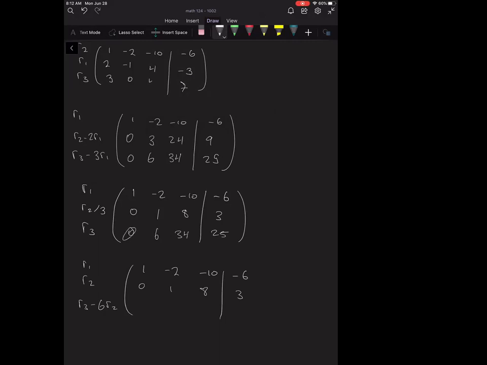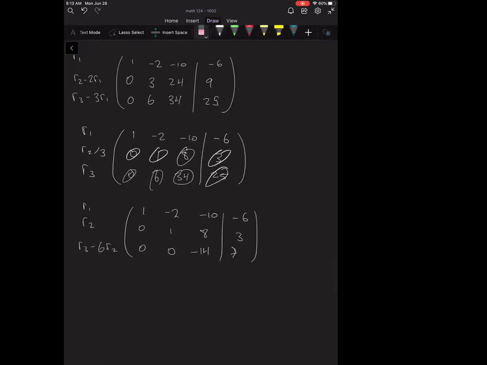So we have the first bit, 0 minus 0, nothing changes there. 6 minus 1 times 6 is 0. 34 minus 6 of that, so it's 34 minus 48. Make sure I don't make any mistakes. 34 minus 48, so minus 14. And then 25 minus 3 times 6, so 25 minus 18, which is 7. Okay, let's erase these circles.